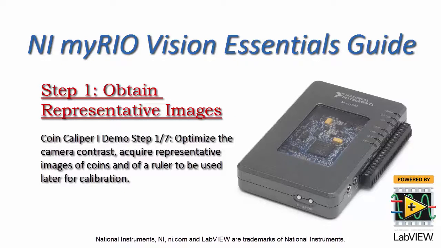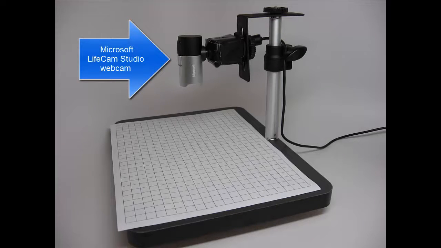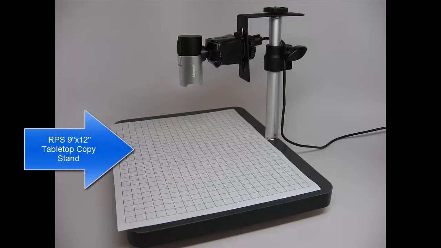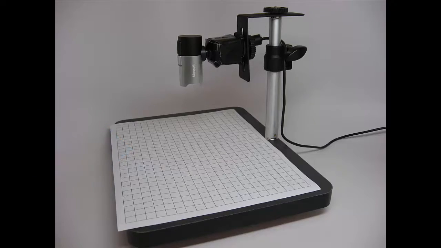Let's begin the coin caliper project by collecting some sample images. I'll adjust the camera for collecting representative images for processing, and then also collect a calibration image. I'm using the Microsoft LifeCam Studio webcam, and this is attached to the RPS tabletop copy stand. This is a 9-inch by 12-inch platform.